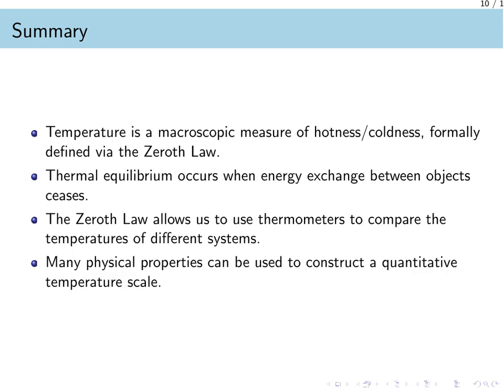To summarize what we have covered, temperature is a macroscopic measure of how hot or cold a system is, and it is formally defined through the Zeroth law of thermodynamics. Thermal equilibrium is the state reached when energy exchange between objects stops. The Zeroth law is vital because it justifies our use of thermometers to compare different systems. Finally, we saw that a wide variety of physical properties, from liquid volume to electrical resistance, can be used to create the quantitative temperature scales we use in science and everyday life.